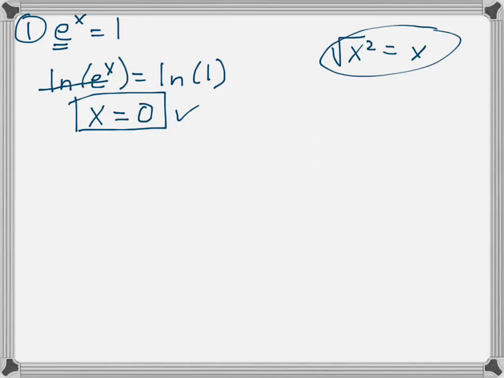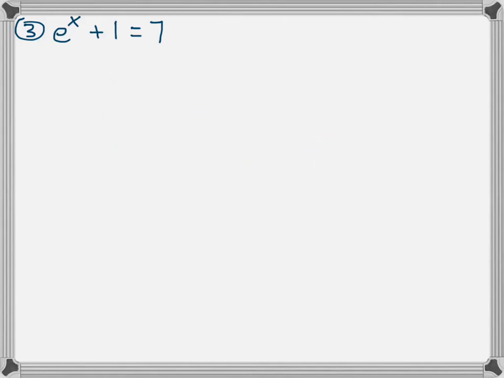Alright, so here comes question number 3. e to the x plus 1 equals 7. So first of all, we have to isolate the exponential term first. So I have to get rid of this plus 1 by subtracting it over to the other side. So I'm going to have e to the x is equal to 6.